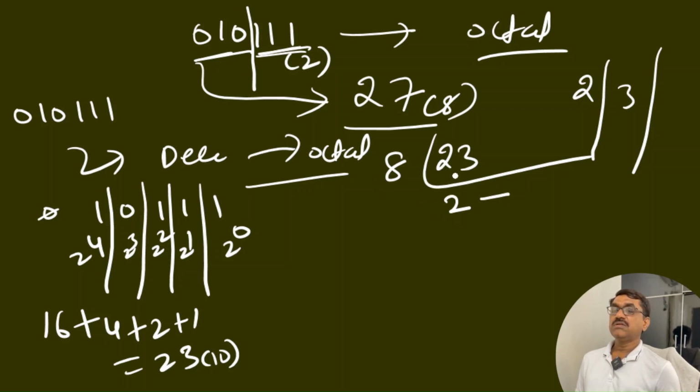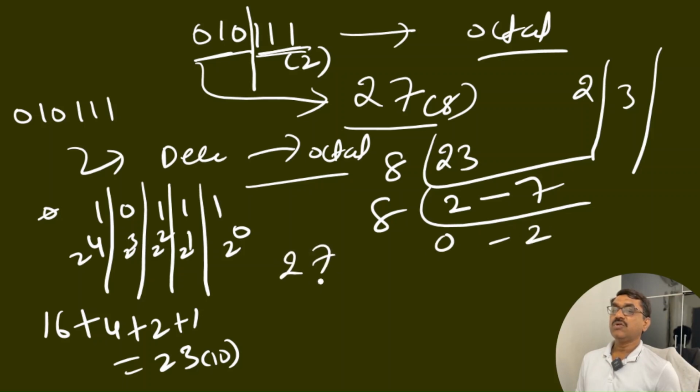8 2s are 16, 8 3s are 24, right? 16 means now how much? 8 2s are 16. Here we are getting 7, right? Now 8 0 is 0. The remainder is 2. So here you are getting the number 27. This is octal. This is the way of performing octal to binary and binary to octal. We have the direct approach and, at the same time, the indirect approach. Similarly, you can also go for the hexadecimal number system.